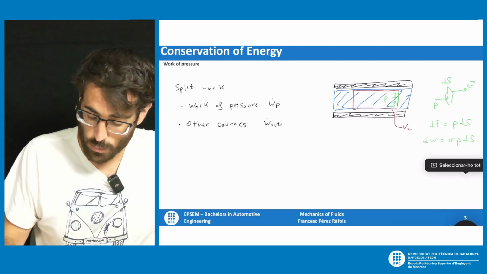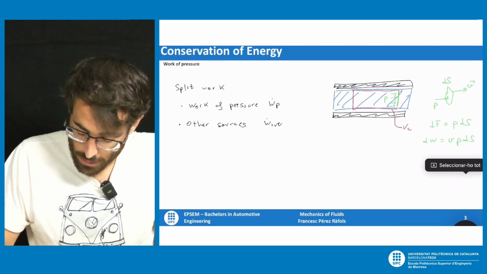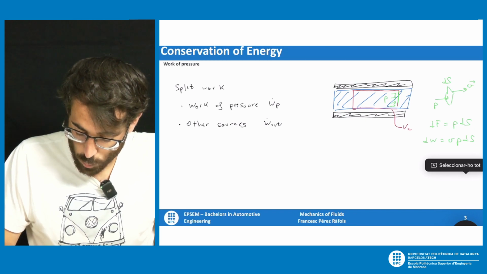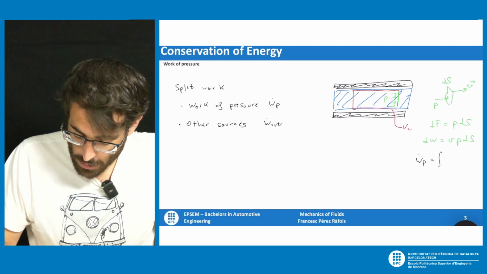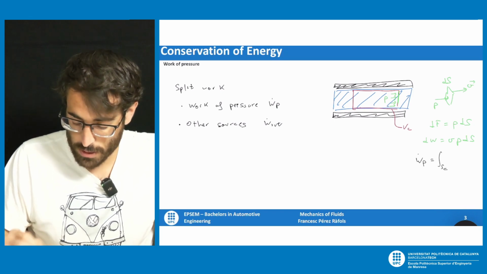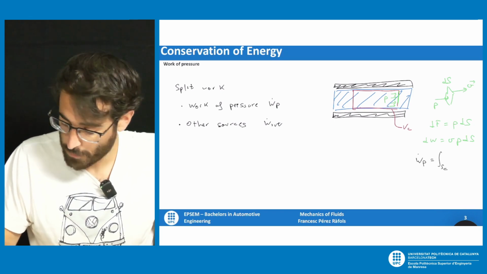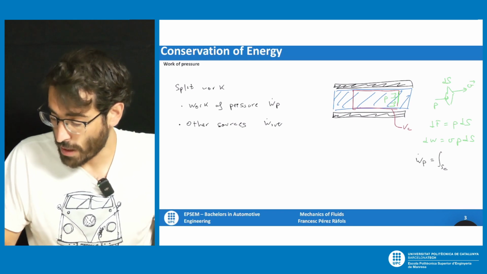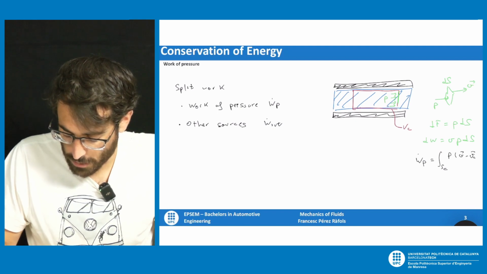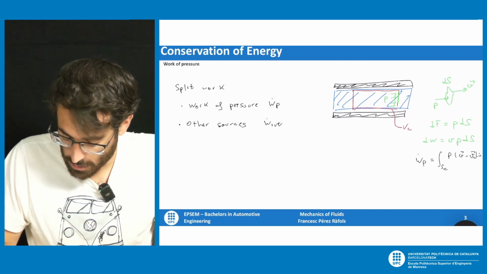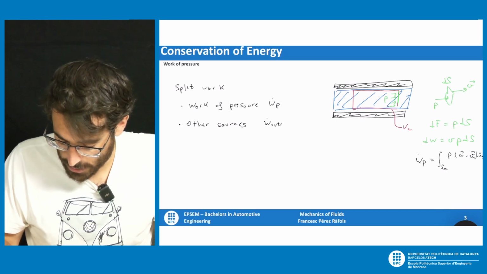Okay, so with that we can define the work of pressure as the integral over the surface of this dW. So if we write it in full generality, this is going to be p times the velocity, and it's always going to be the change in velocity, and then, of course, dot n and dS.